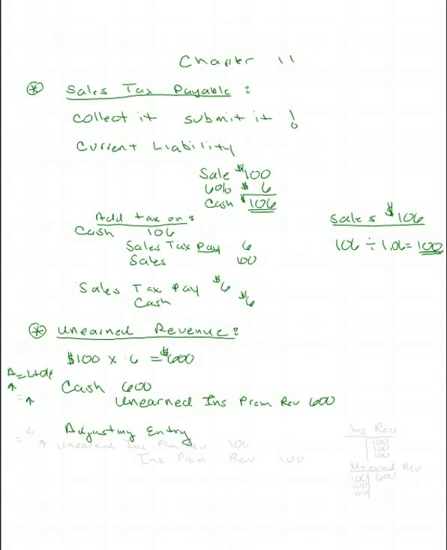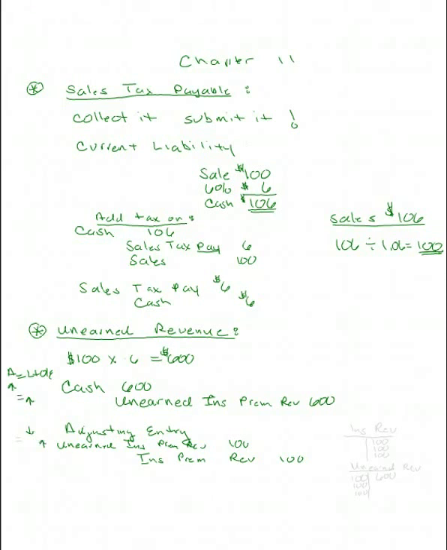At the end of our first month, we have earned $100 of the unearned insurance premium, and so I would debit unearned insurance premium revenue for $100 and transfer that into insurance premium revenue, showing that I have now earned $100 of that prepayment that they made. On a balance sheet, this drops the liability and moves it into revenue.